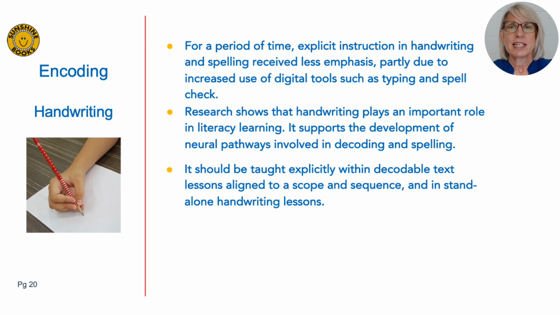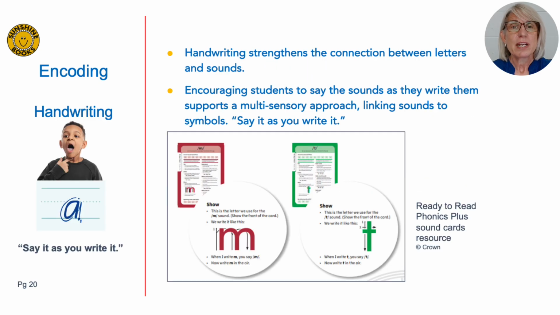Handwriting strengthens the connection between letters and sounds, and should be explicitly taught both within decodable text lessons aligned to a scope and sequence, and in standalone handwriting lessons. Encouraging students to say sounds as they write them supports a multisensory approach, linking sounds to symbols. So when teaching, we prompt children to say the sounds as they write them. Say it as you write it. We start big. Write it in the air before taking it to whiteboards or paper.